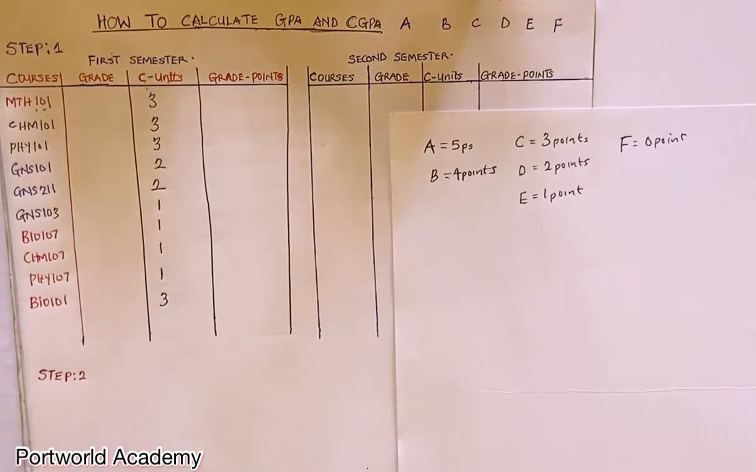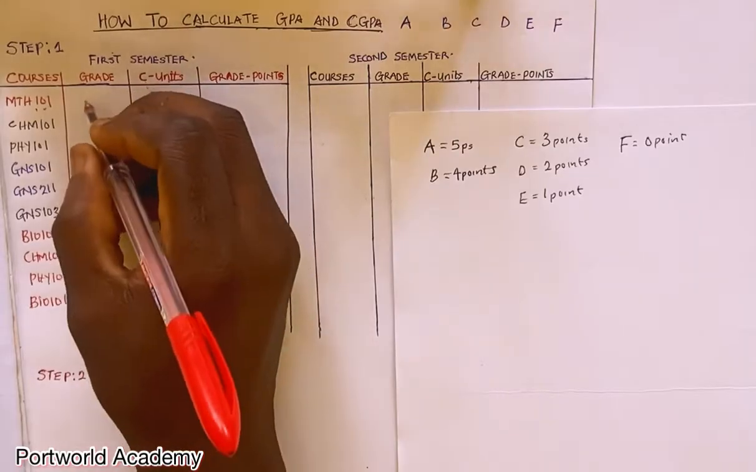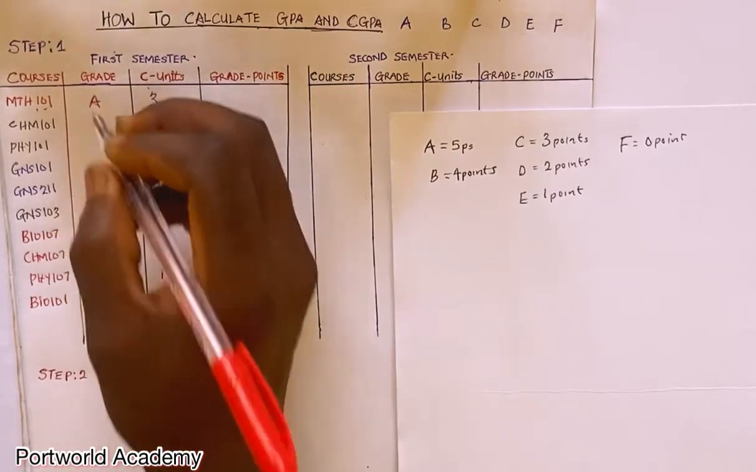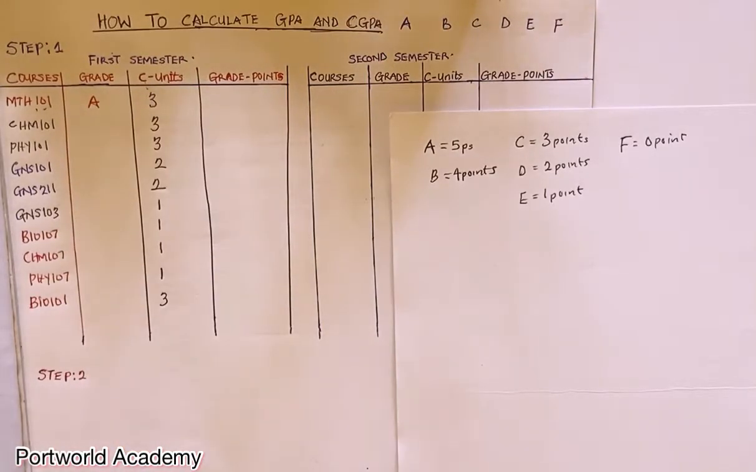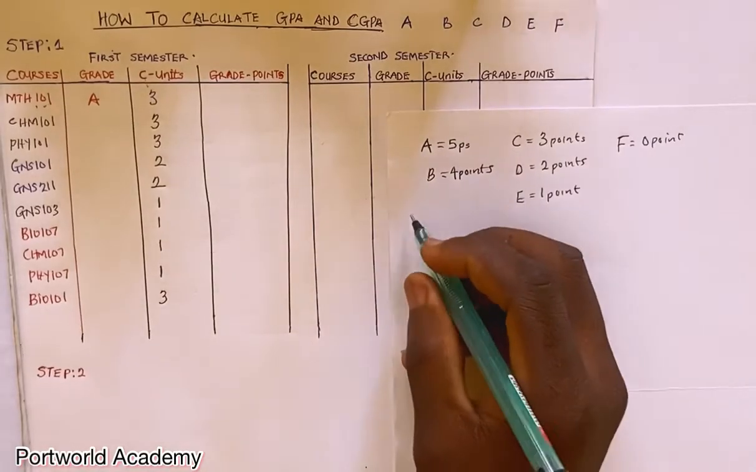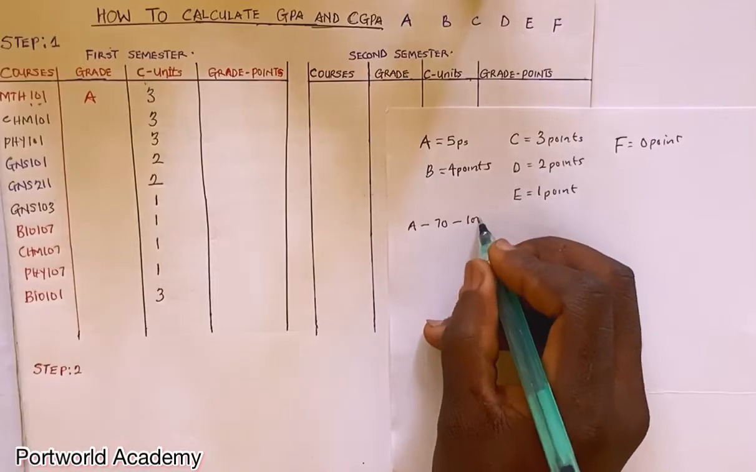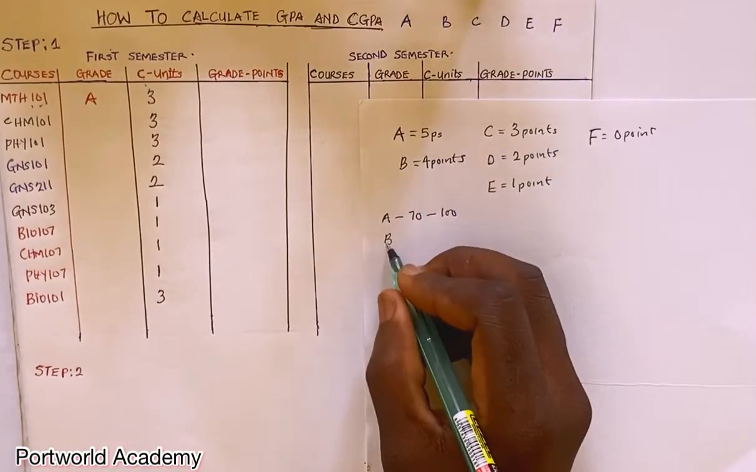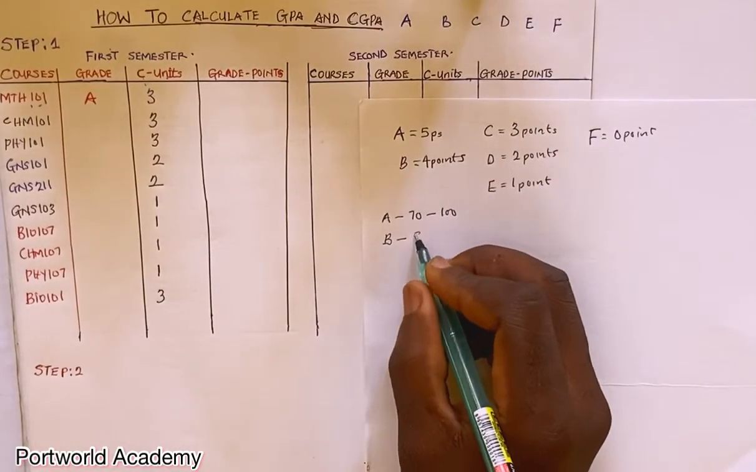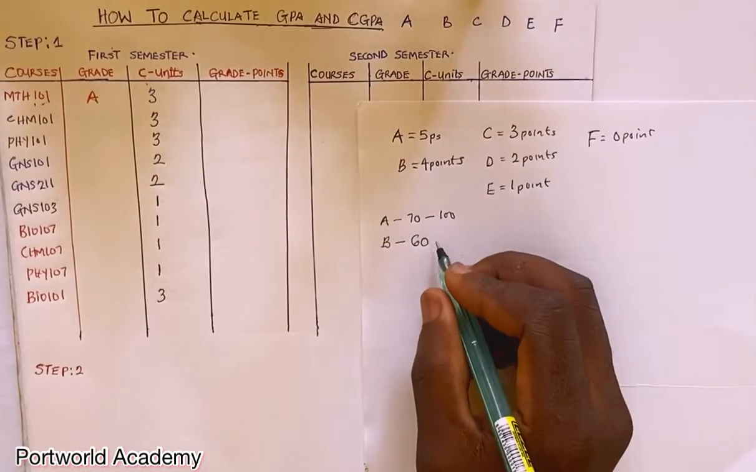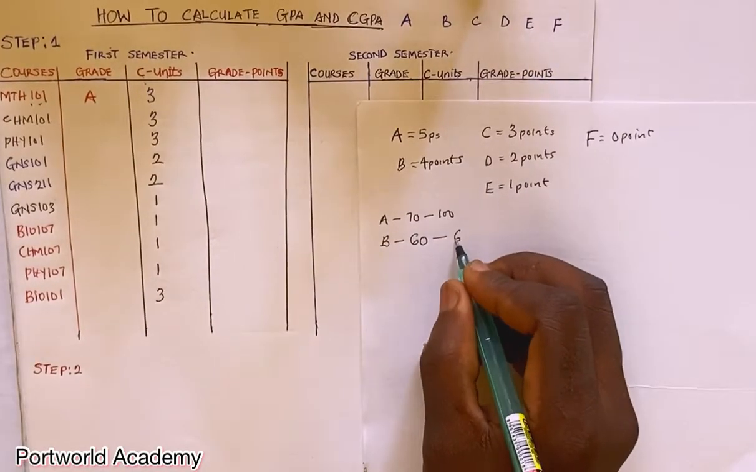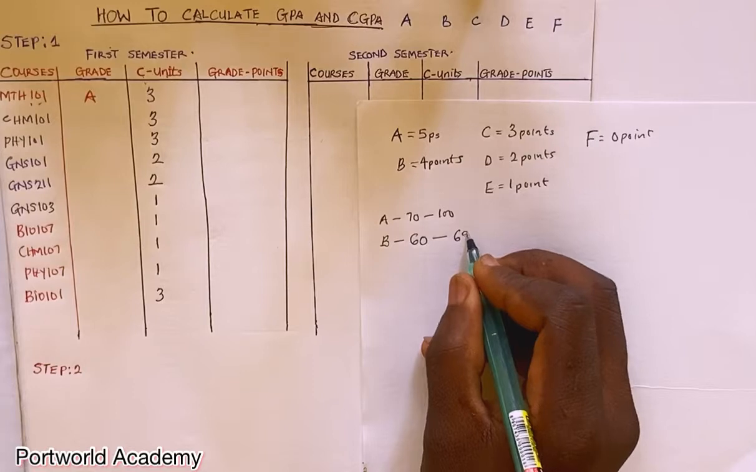Now look at this, it's very simple. Let's say after writing your first semester exam, your MTH was A. Let's say your grade is A. It might be 70, A. Your A starts from 70 to 100, or 70 upward. Your B starts from 60 upward, so 60 to 69.